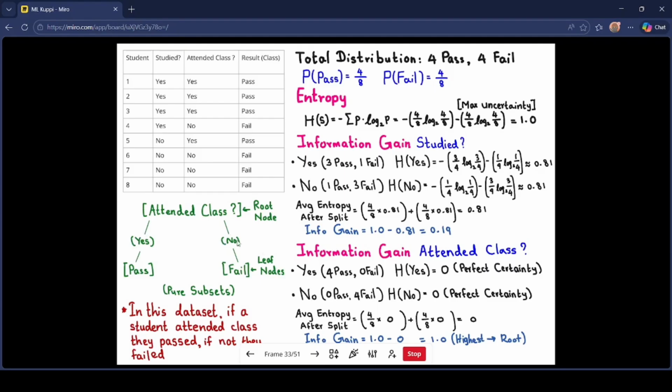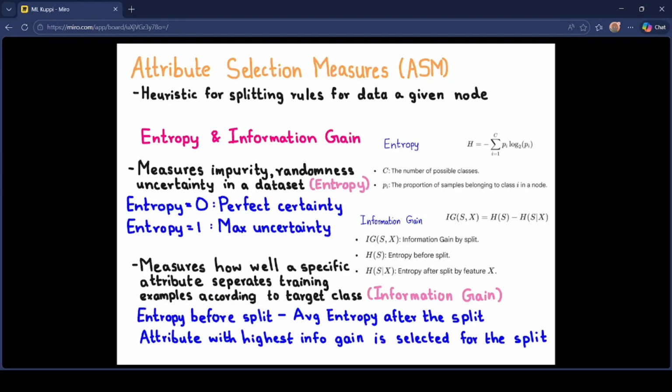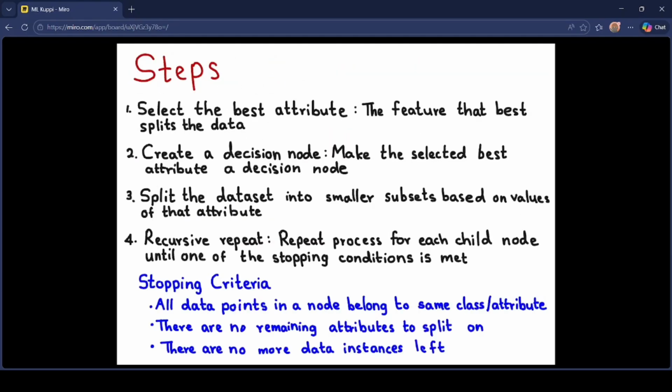Likewise, we split this, and these are pure subsets. Now when we consider attended class, all of the data points are covered. Here, considering the stopping criteria, we have no more data instances left.